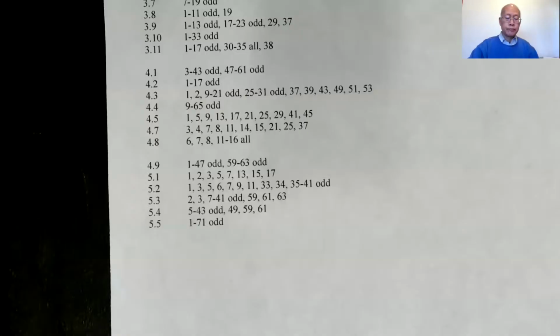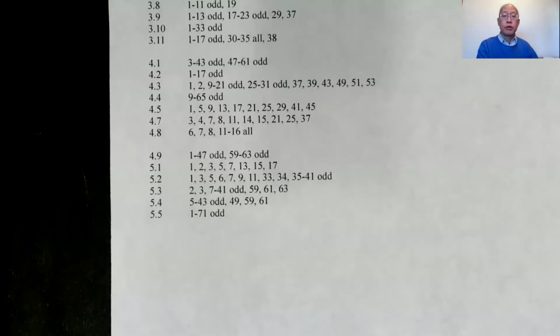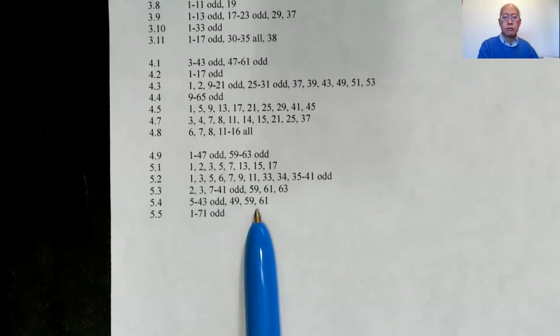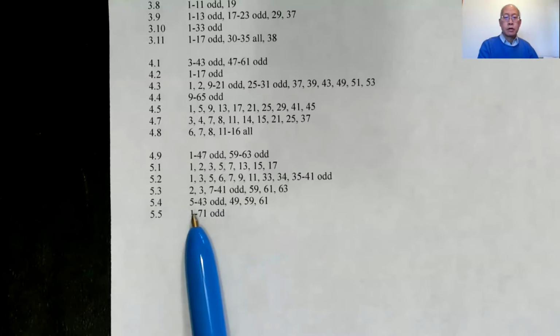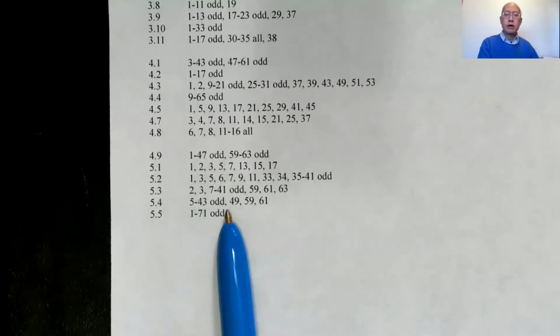This is section 5.4, which is on the indefinite and definite integral. So it's not really a new section. We're rehashing the concept of an indefinite integral from section 4.9, and we're doing definite integrals using the fundamental theorem of calculus from 5.3. Okay, so the homework was 5 to 43 odd, 49, 59, and 61. Let me go ahead and show those to you.